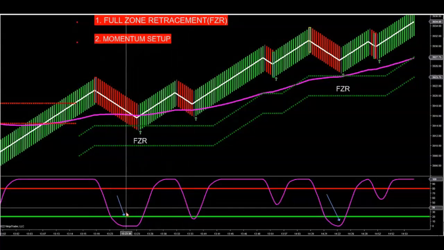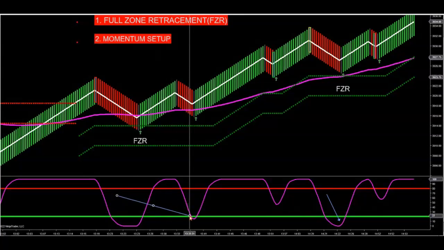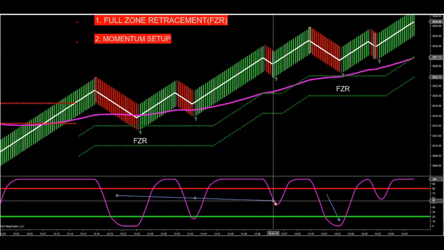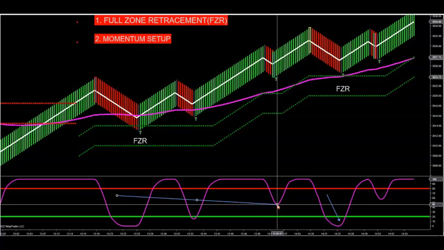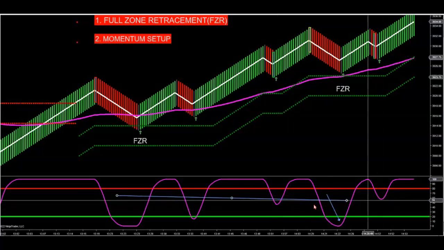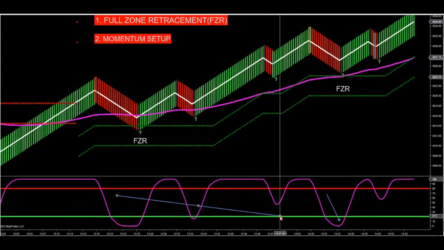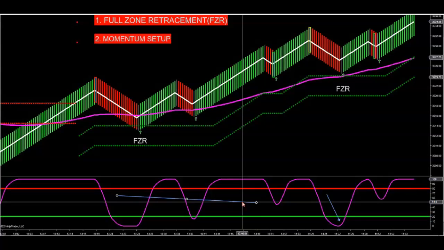That is where the oscillator has to stay now. You don't want to get below 20. You want to stop right at it, which it did here, or even better yet, you want to stay right above the 20. This is called a momentum setup. The pullback on the oscillator never gets below 20.